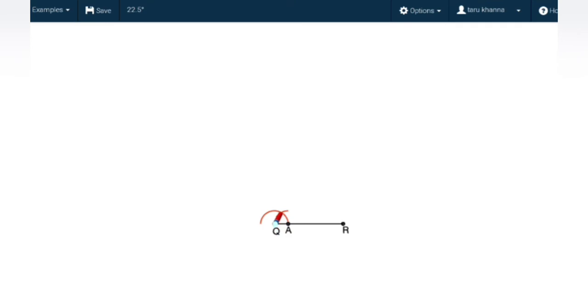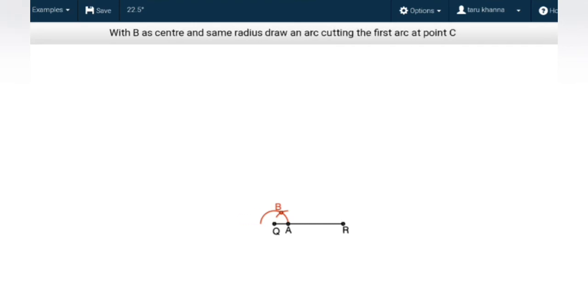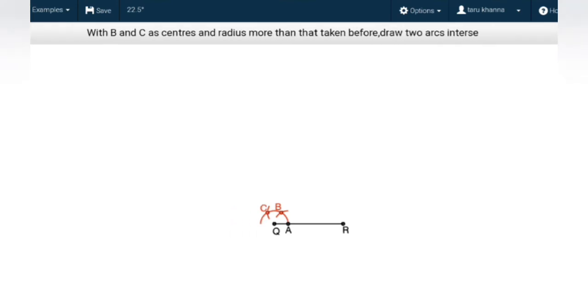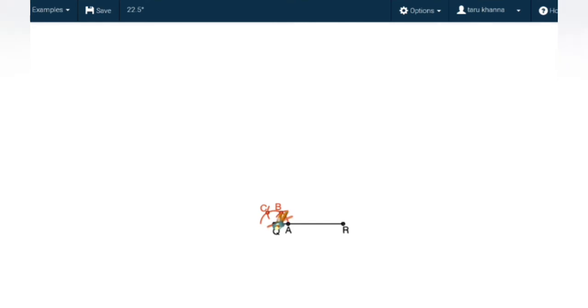Next step is with B as center and again with the same radius that we had taken before, we will mark another arc on the main arc that will be called point C. Now with B and C as centers, the two points that we have marked on the main arc, and a radius more than that we have taken before, we will cut two arcs intersecting each other at point D. We mark this point as point D. And now we can see that this angle so formed, angle DQR, is equal to 90 degrees.